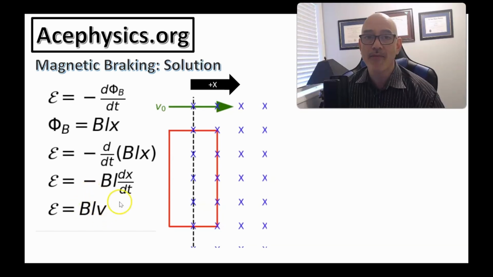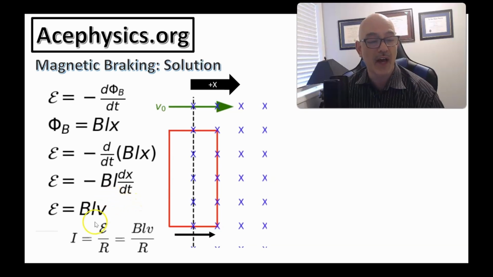If we have the EMF, we can calculate current using Ohm's law. Ohm's law tells us V equals IR, or I equals E over R. This gives us an expression for the current in the loop. The current is flowing counterclockwise because of Lenz's law.